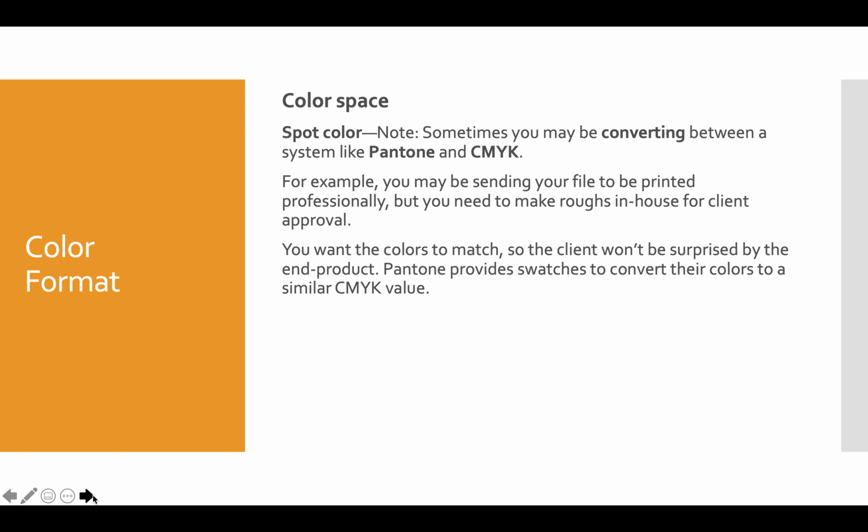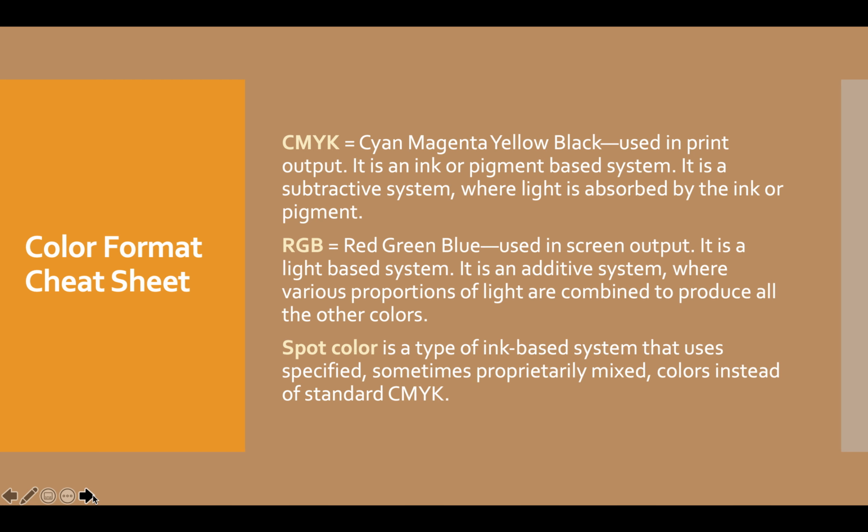And again, just reminding you that if you are going between different color sets, make sure that you do a proper conversion. If you just change the mode, you'll actually see it in your documents. The colors are going to shift, so you want to make sure that they match. So I just want to end again on your cheat sheet page. So just recap one last time for you that print, 300 dpi, CMYK, pigment, subtractive, ink.